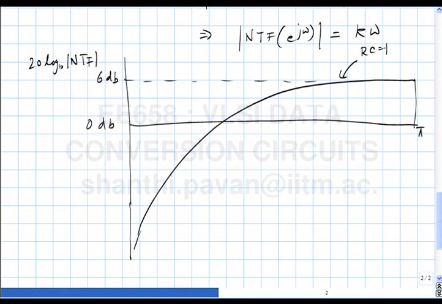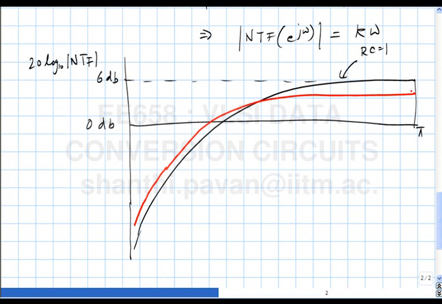Now if the loop filter becomes slow because R is increased, what did we say happens at low frequency? It will go up by 20 log K, right? So that will be something like this at low frequency. Okay. So what do you think will happen at high frequency? It will go down. Why should it go down?